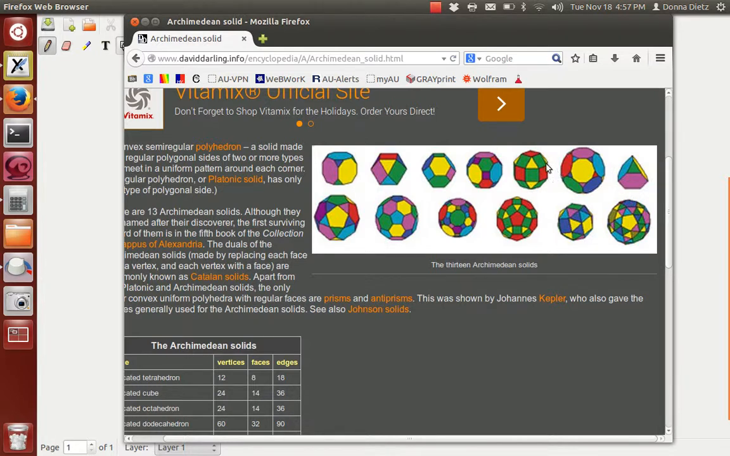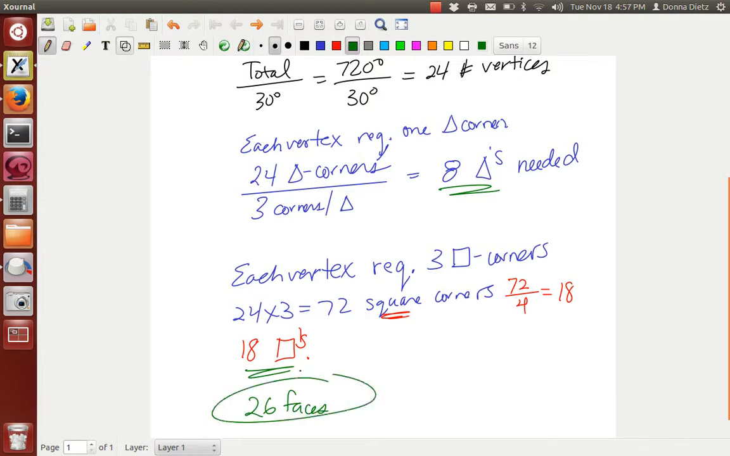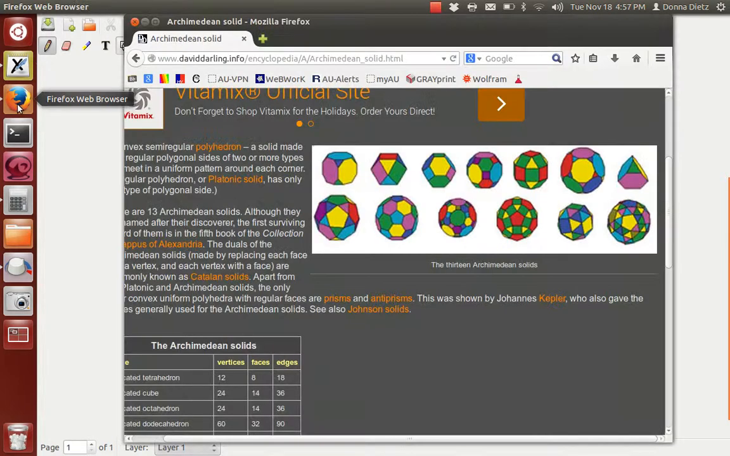Oh, it's kind of hard to see these. So let's go back to our picture. So this seems about right. And so this would be 8 triangles and 18 squares, 26 faces. At this point, we know how many vertices we have and how many faces, so we're going to check and see.